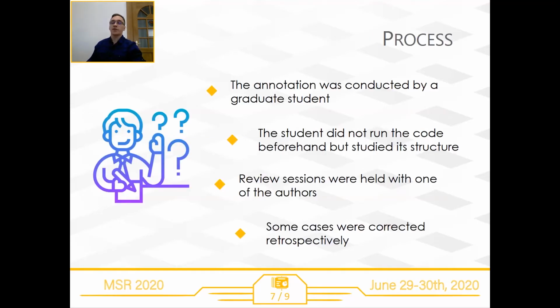We enlisted the help of a graduate student who did the actual manual annotation. The student did not run the code beforehand, but worked in a development environment and studied the structure of the systems before, and was familiar with the goals of each test. We held several review sessions with the student and addressed the cases he felt unsure of, and even exchanged some of the test cases afterwards, which we found highly subjective.